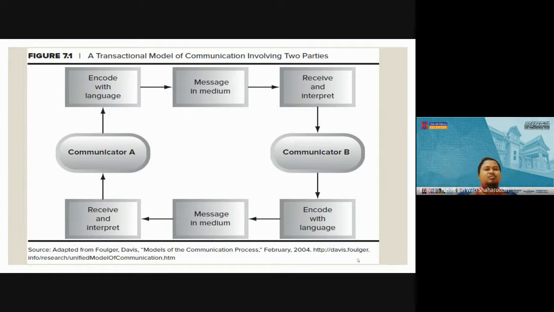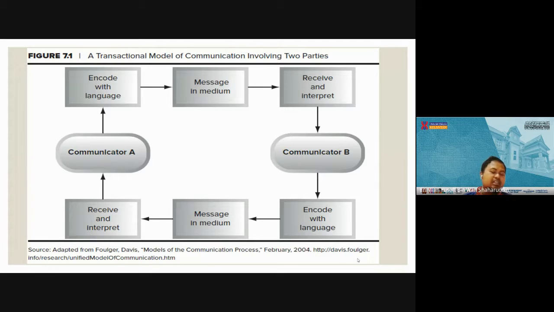Transactional model of communication involving two parties. Usually when we talk about the transactional model, especially in interpersonal communication, we know that this is not like the traditional linear model where communication is only a one-way process. A transactional model indicates that one particular person can be a sender and also a receiver. Vice versa, a receiver of a message can also become a sender of a message as well.